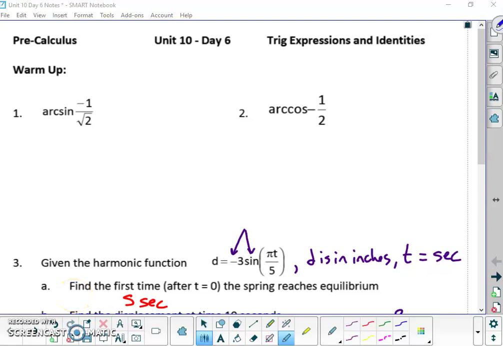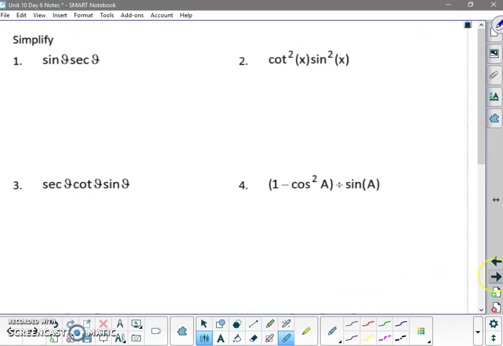Hey guys, this is going to be the lesson for Unit 10, Day 6, Trig Expressions and Identities. I'm not going to take time to go over the warm-up. You can check those. You should practice them, but you can check them on our Schoology page for the answer keys. We're going to jump right into simplifying some expressions right here.